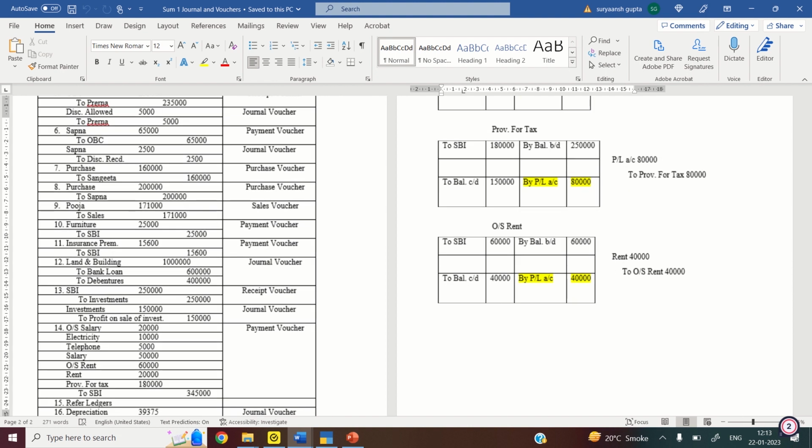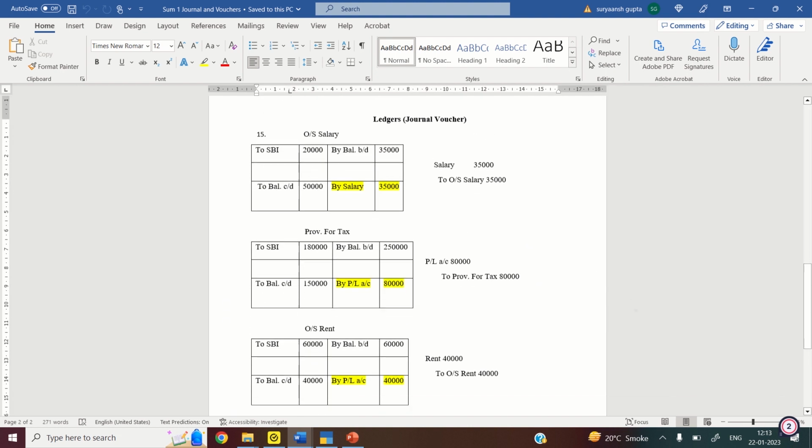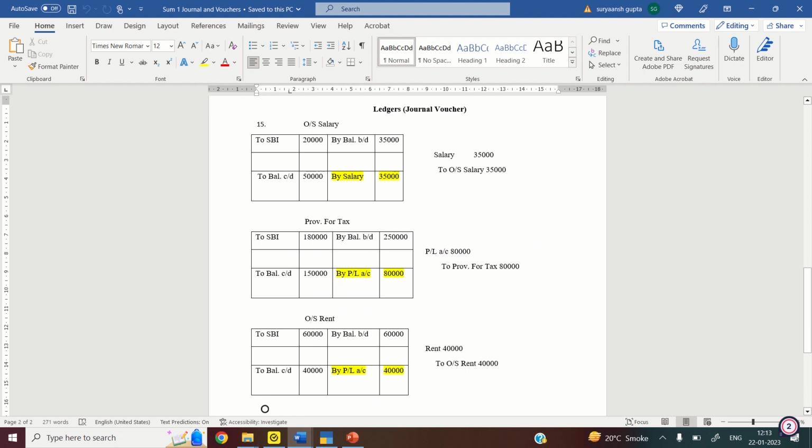Okay. Now discussing here, why have I prepared these ledgers? In point number 15, if you look in the question, the closing balance of outstanding salary is given, the closing balance of provision for tax is given to me, and the closing balance of rent outstanding is given to me. So for these three, I have prepared the ledgers: outstanding salary, provision for tax, and outstanding rent.